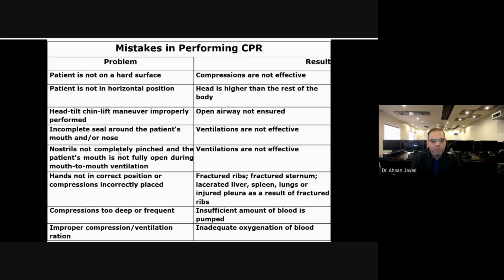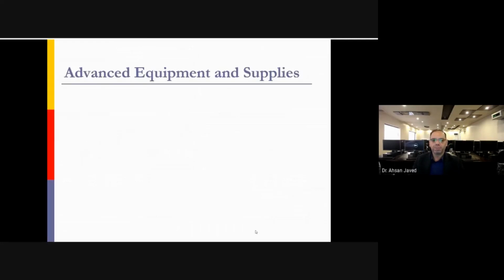Hands are not in correct position. Compression incorrectly placed: fractured ribs, fractured sternum, lacerated liver, spleen, lungs, injured pleura as a result of fractured ribs. Compressions too deep or too frequent, there will be insufficient amount of time for saving the life of that person. If compressions are too deep, the heart does not get the chance to be refilled. Improper compression or ventilation, eventually there will be inadequate oxygenation of the blood.